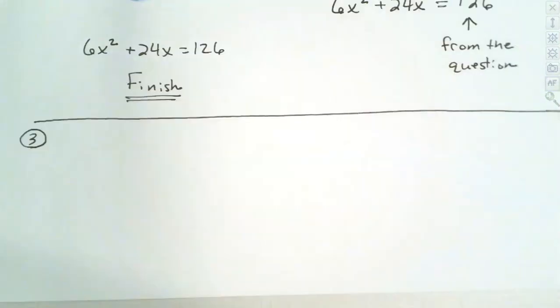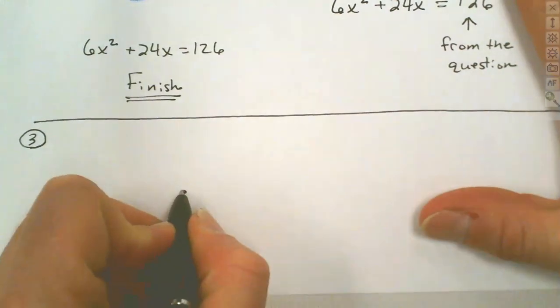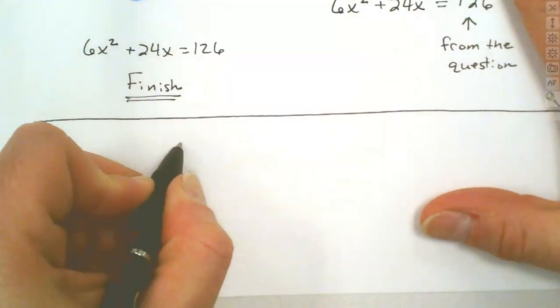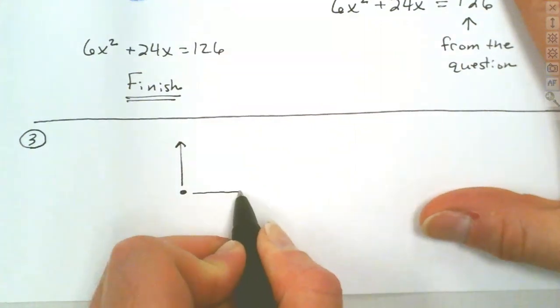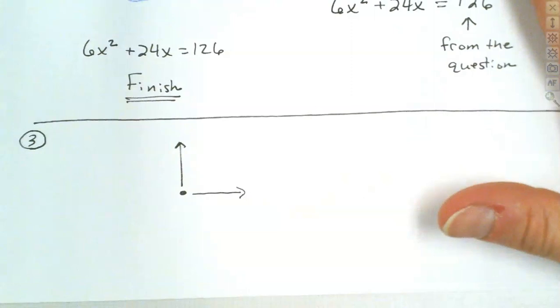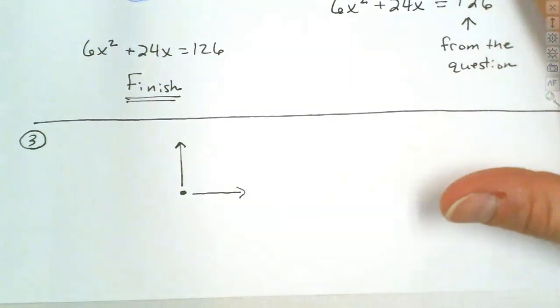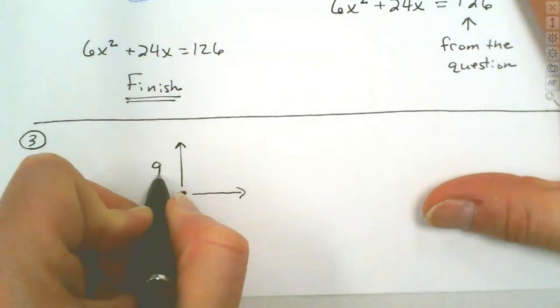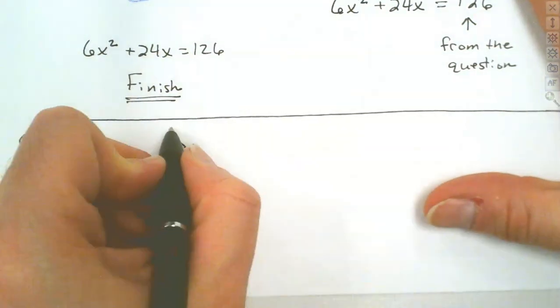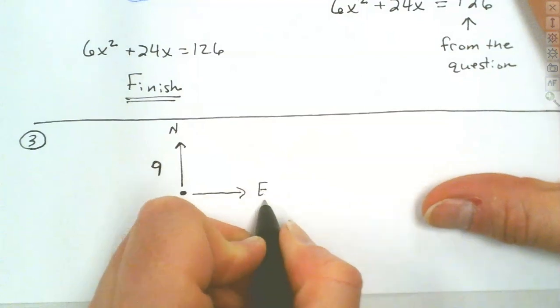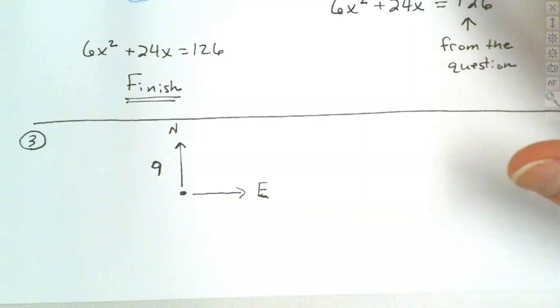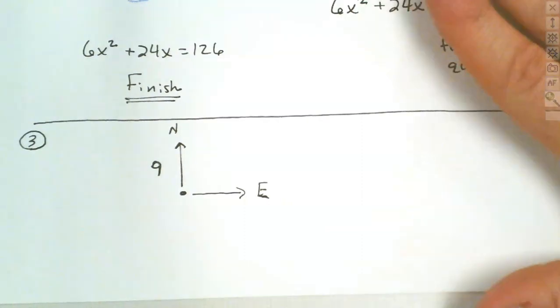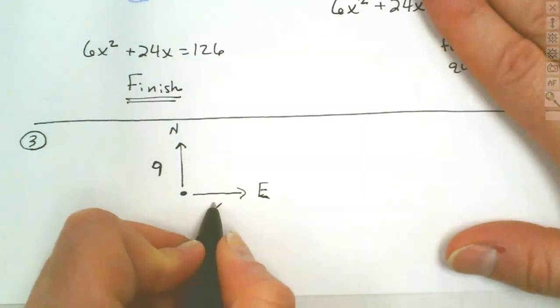So what we've got here is two cars, a car going north and a car going east. Now the car going north, it says they went 9 miles. So this is our north car. And it went 9 miles. Do we know how far the east car went? No. So that's going to be an X.